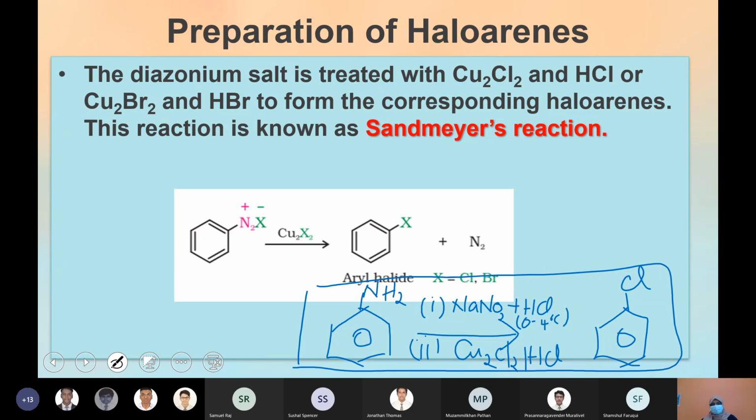Because if you know the reaction, then only you can write it in this way. The person who knows the steps will write both the steps, because everything is very clear. First, you have to treat with sodium nitrite and HCl at 0 to 4 degrees Celsius. And in the second step, you will treat it with copper halide and HCl so that your final product is chlorobenzene.